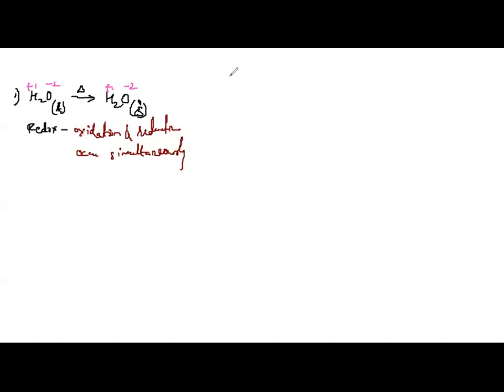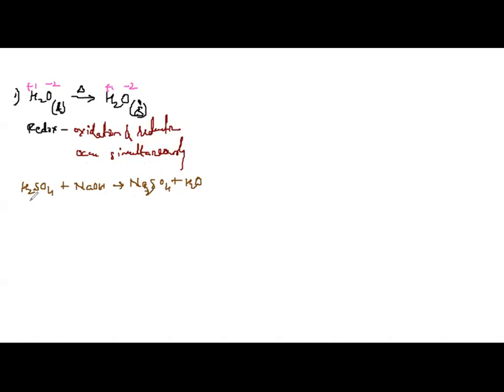Take the third option, H2SO4 with NaOH. H2SO4, being an acid, reacts with NaOH to give Na2SO4 plus H2O. So what type of reaction is this? This is not a redox reaction. Instead, it is a neutralization reaction. Hydrogen is +1, here also +1, sulfur is +6, here also +6. Nothing is getting oxidized or reduced. Sodium is +1, here also +1. Oxygen is -2, -2.